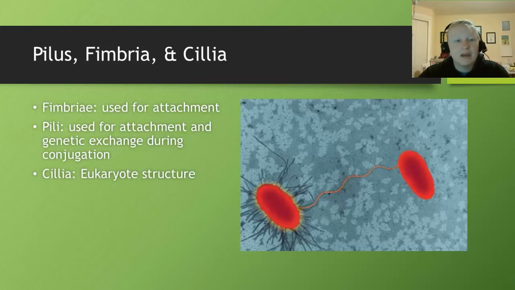The last structure is actually a eukaryotic structure, but I know you've heard of it before, and so I wanted to address it here, and that's cilia. They're hair-like structures on the outside of eukaryotic cells. They are not on prokaryotic cells. So remember, the outside structures on prokaryotic cells are pili, fimbriae, and flagella, and the outside ones on eukaryotes are flagella or cilia. And not all have all of them. Some of them only have one or two.